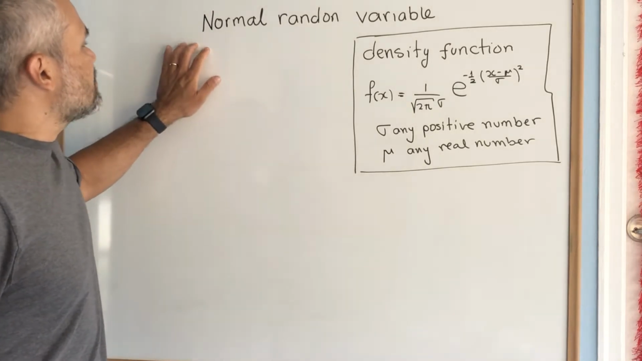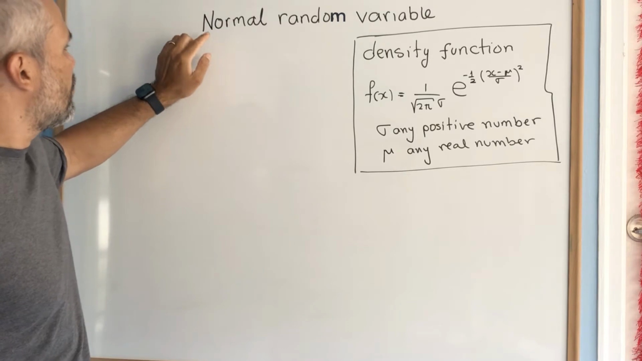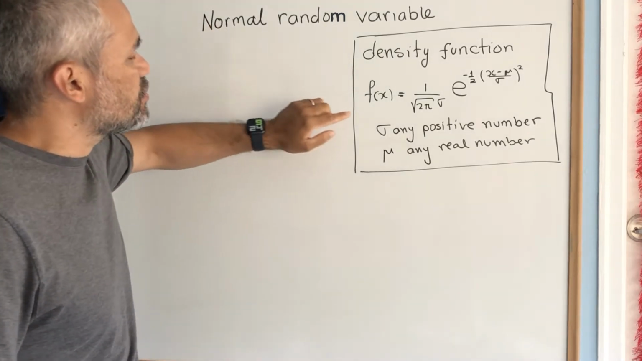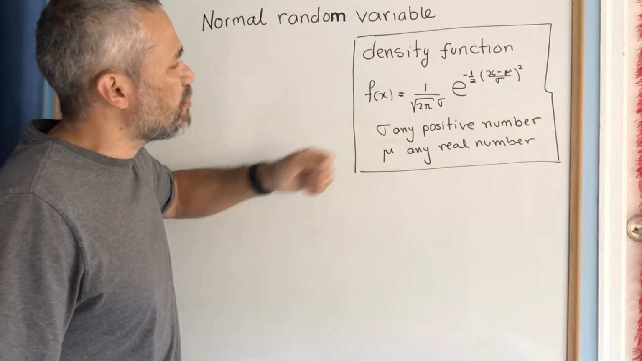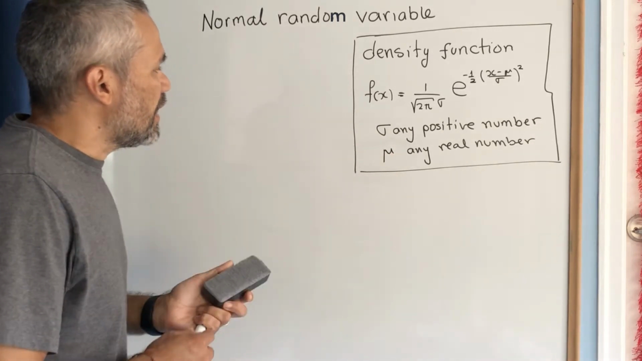In this video, we will explain one of the most important continuous random variables, which is called the normal random variable. This random variable depends on two parameters, sigma, which is any positive number, and mu, which is any real number.